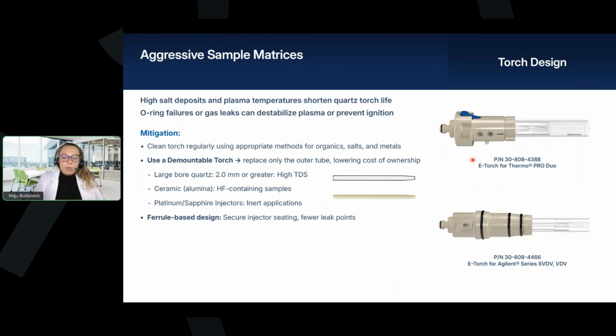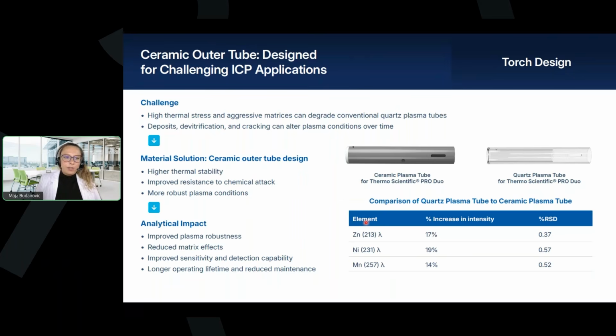And on these two images, we can see the latest design of the e-torch that follows the same principle as our D-torch, providing this demountable design that allows greater flexibility and easier replacement of individual components. Another important feature is the ferrule-based design, which can provide secure injector positioning and fewer leak points. Now, for some of the applications, the main limitation of quartz torches is degradation caused by aggressive chemicals or high salt deposits, or even prolonged exposure to high plasma temperatures.